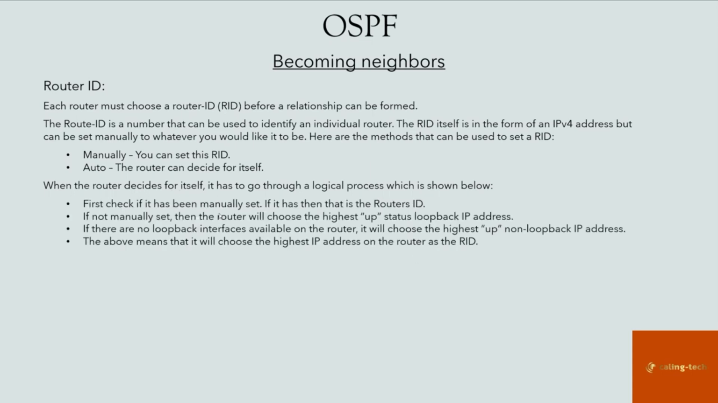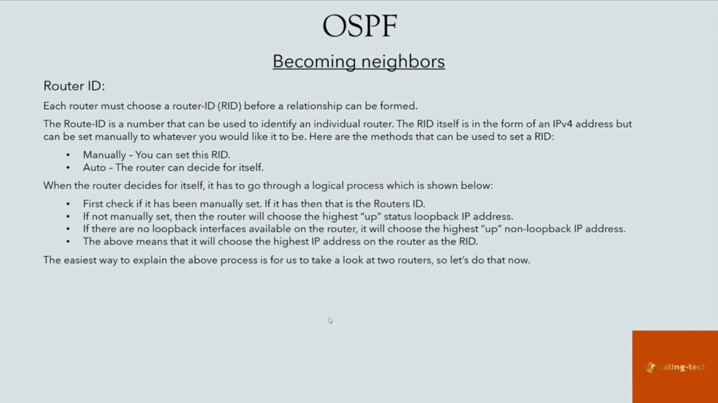The first thing the router will do is check if it's been manually set. If it has, it doesn't have to decide for itself. And if it has been manually set, then that's the router's ID. You've set it manually. If it's not manually set, then the router will choose the highest up loopback IP address. And if there's no loopback interfaces available on the router, it will choose the highest up non-loopback IP address. So with the above process, the router will actually choose the highest IP address on the router as the router ID.